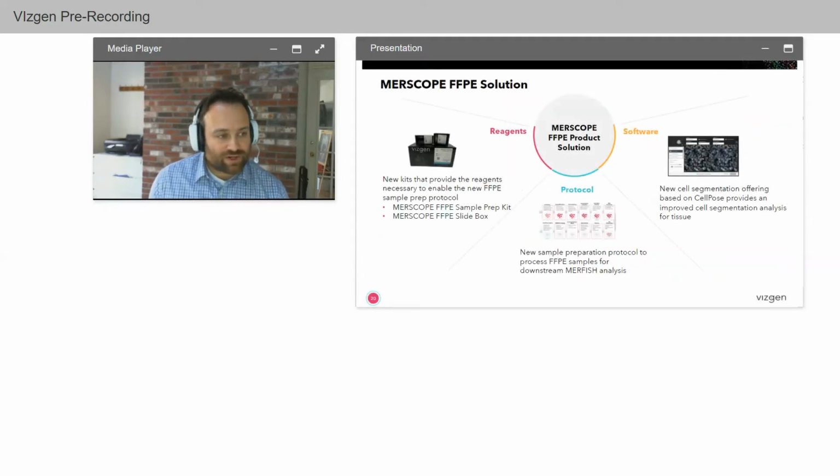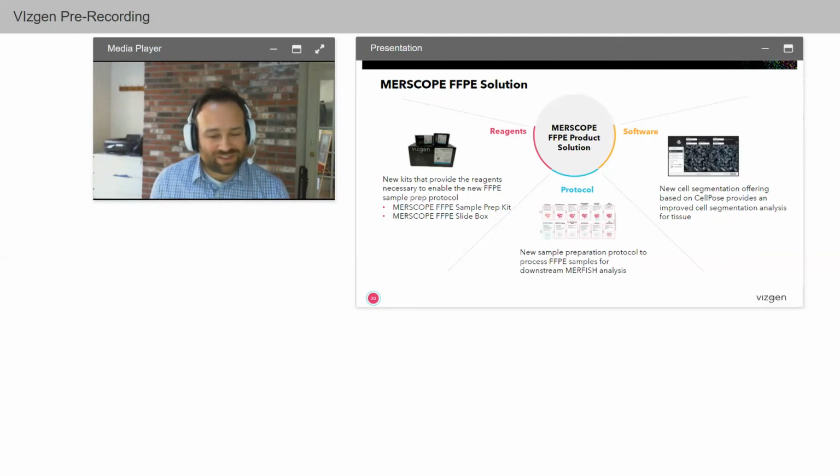So in order for us to open this tissue up for spatial analysis, we developed the MERSCOPE FFPE product solution. And this solution is composed of 3 major components. The first is reagents. We have new kits that provide reagents necessary to enable our new FFPE sample prep protocol. This includes our FFPE sample prep kit and our FFPE slide box.